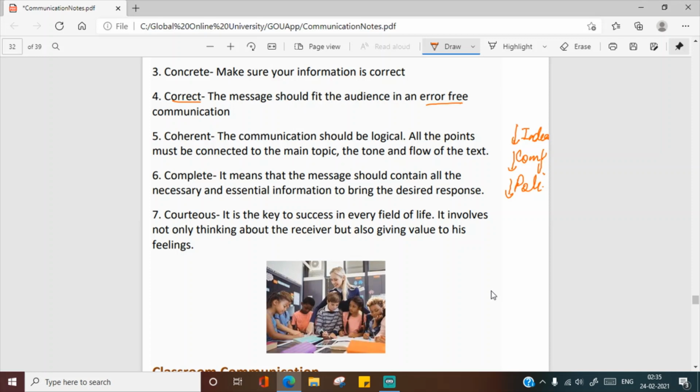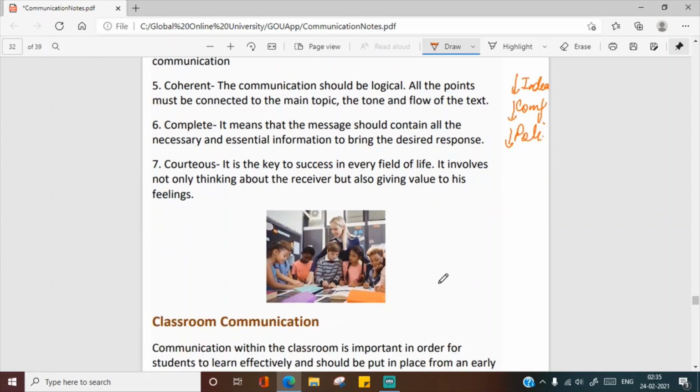Sixth is communication should be complete. It means that the message should contain all necessary information. If you're trying to give information, it should be complete and not just bits of information. Next is courteous. It is a key to success. It involves not only thinking about the receiver but also giving value to their feelings. So we should speak in a way that doesn't hurt the feelings of others.